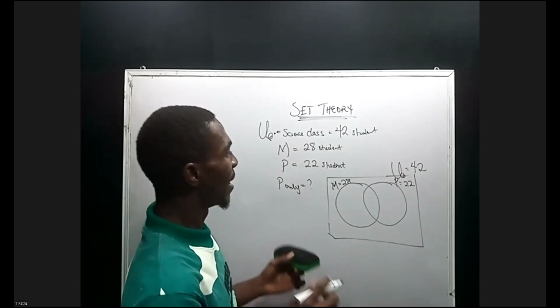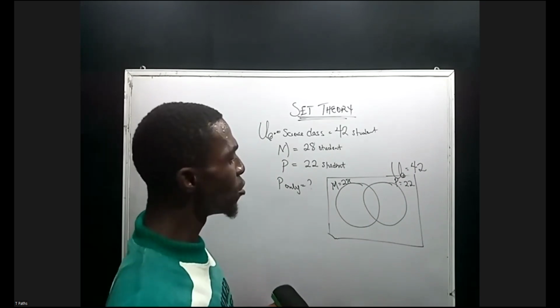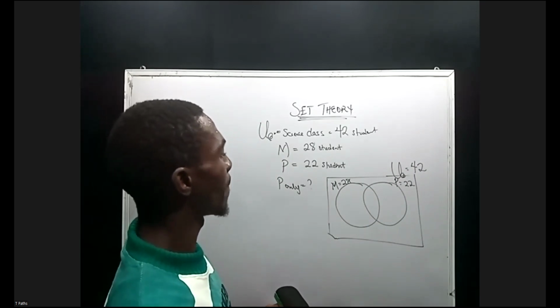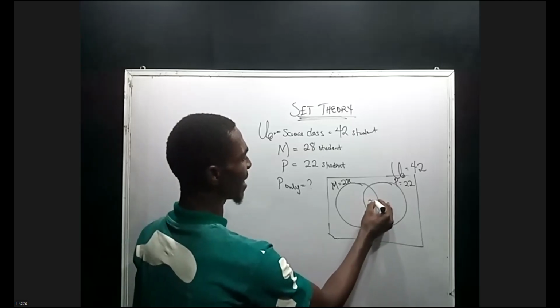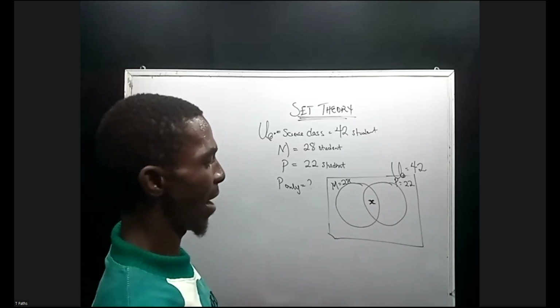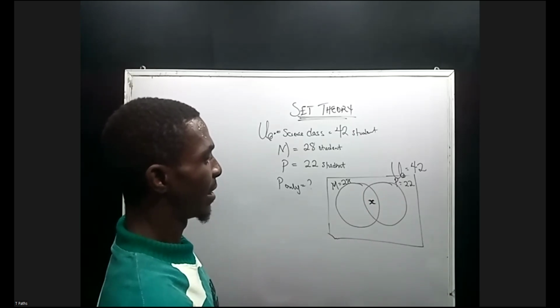Now, let's go with what we need to do. We don't know the number of students that offer math and physics. So we call the number of students that offer math and physics X. Are we there? Yes, sir.